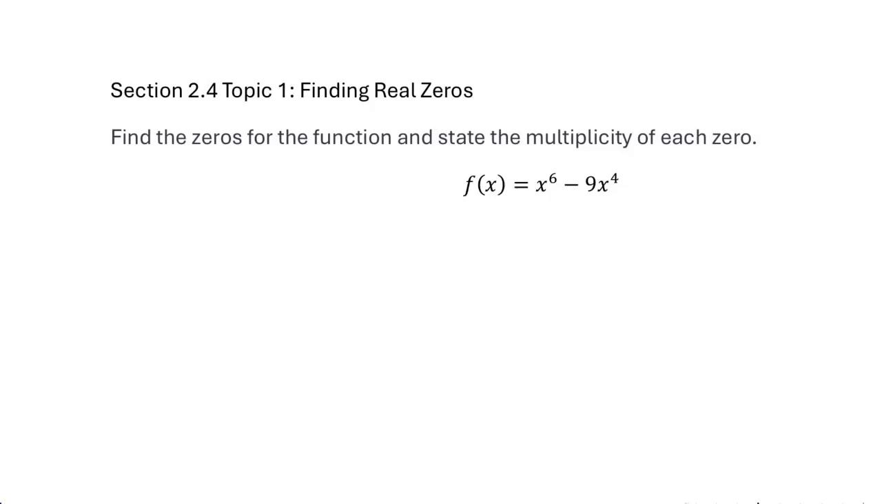In this video, we're finding real zeros of the polynomial f of x equals x to the 6th power minus 9x to the 4th power. The direction is to find the zeros for the function and state the multiplicity of each zero. So in order to do that, we will factor this polynomial first, okay?